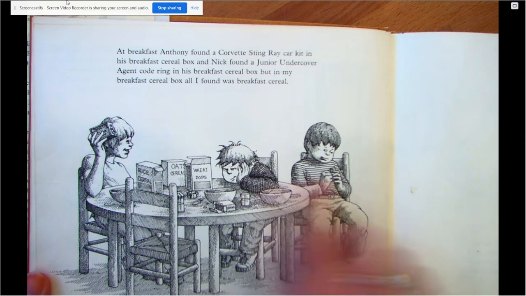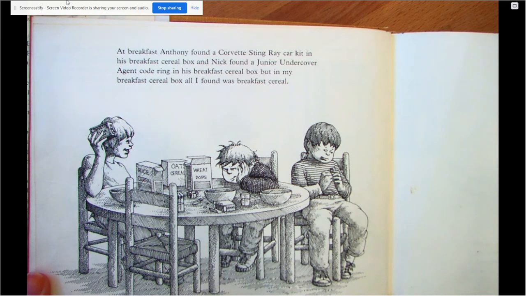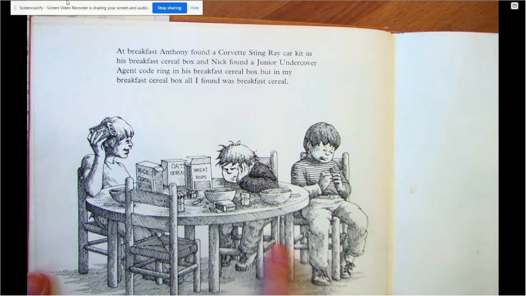So they got a prize. Alexander did not, right? Eating morning breakfast at the table with some siblings.